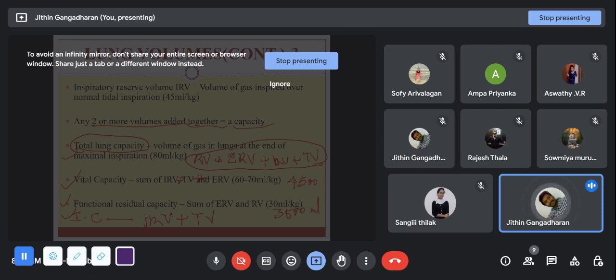You have to study this very hard because questions may be asked from lung volumes and lung capacities. Study this properly, then only we will be able to take up the mechanical ventilators. All the mechanical ventilator functions are dependent on these lung volumes and lung capacities.